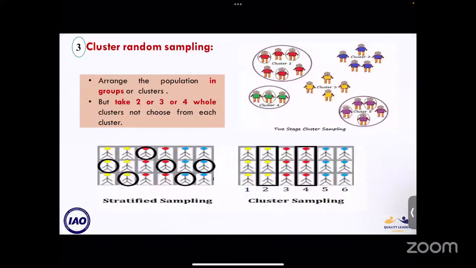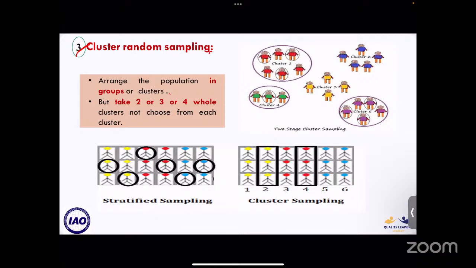So what's next? I will also divide the population, but this time I will group it into clusters. This is called cluster random sampling. It means arranging the population in groups or clusters, but taking 2 or 3 or 4 whole clusters, not choosing from each cluster. For example, I divide my population.